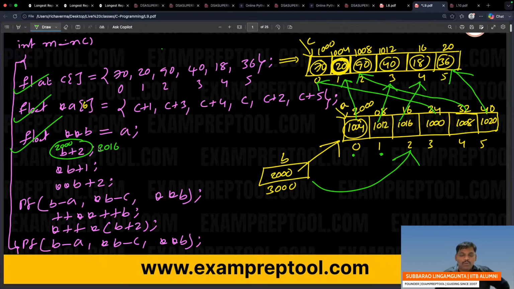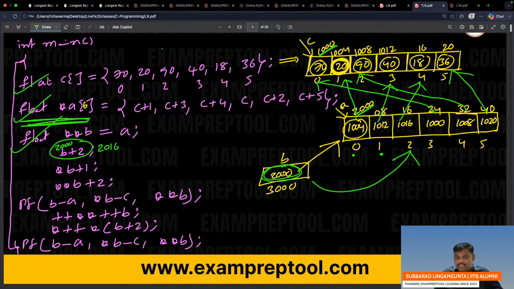B is a variable, not an array. Variable means inside. Inside, what is there? 2000. Outside, 3000 is there. Array means outside, variable inside. That is a fundamental thing.